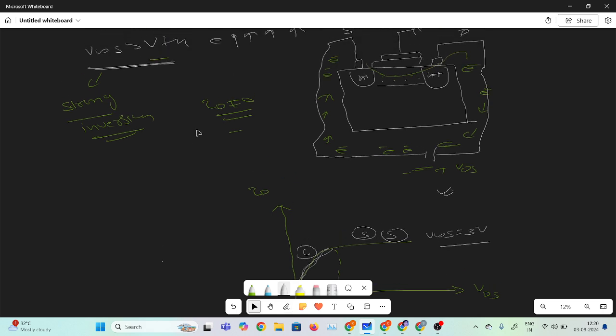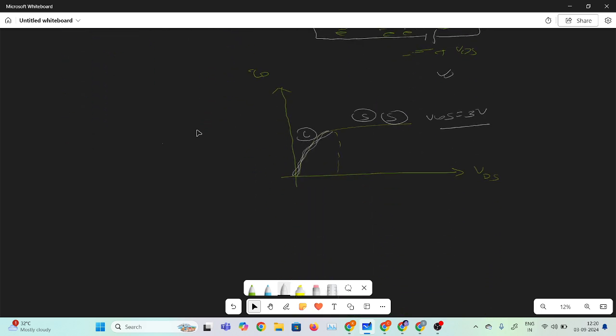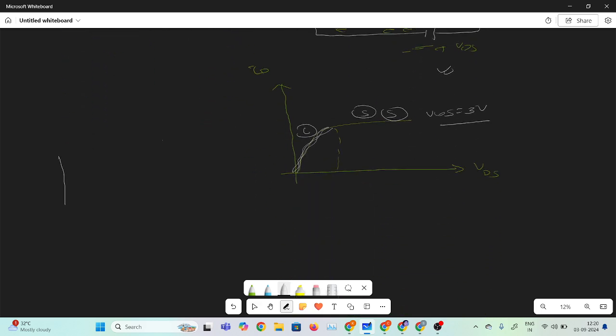But if the VDS is increasing and increasing, I am showing here just the cross section of the MOSFET. I already explained in the first part. This is the source and this is the drain and this is the channel. If we apply a small value of VDS, no problem. This is the channel. Sorry, this is the body.